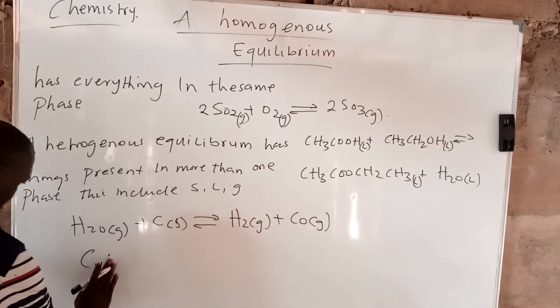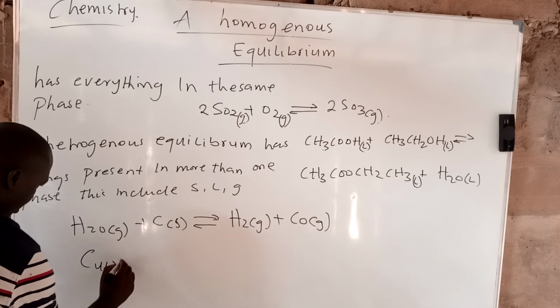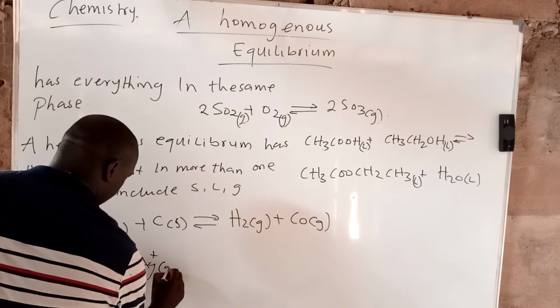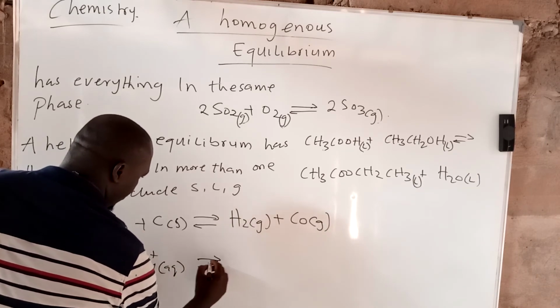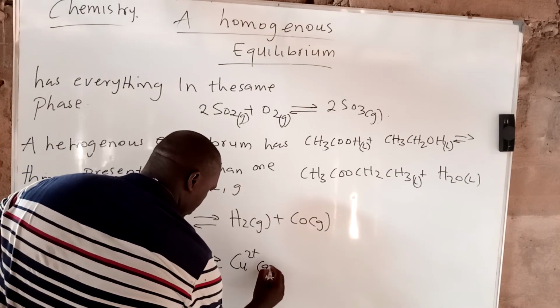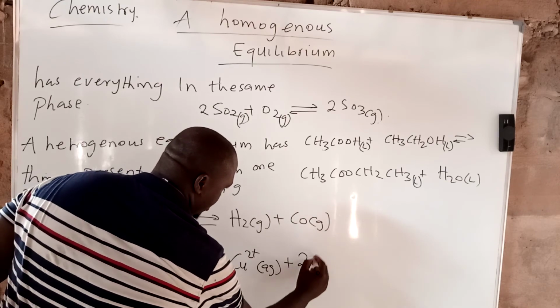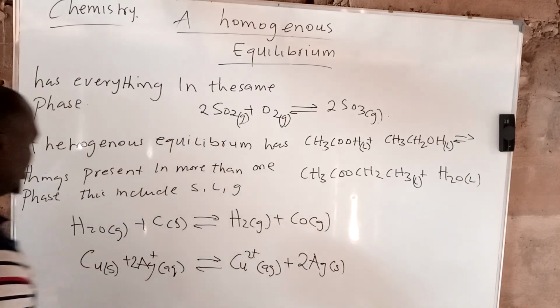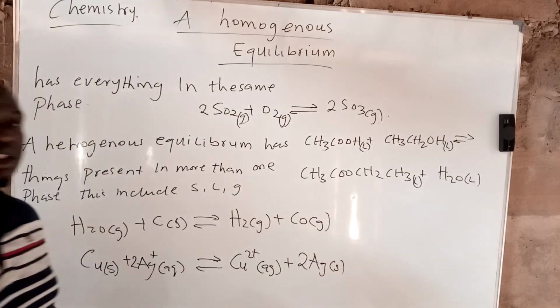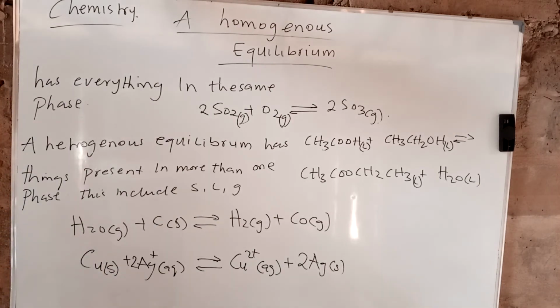Another example of heterogeneous equilibrium: we have the solid state of copper, with silver in aqueous solution, in equilibrium with copper 2 aqueous plus 2 silver. This is a heterogeneous equilibrium. We have solid, we have aqueous, and another solid state. It does not exist in a single phase, and therefore this is a heterogeneous equilibrium. And that is the example of it.